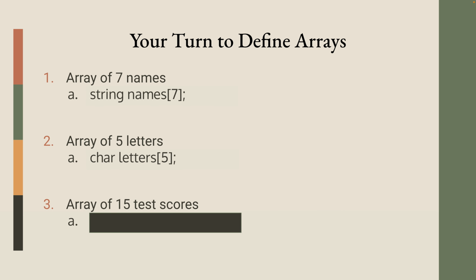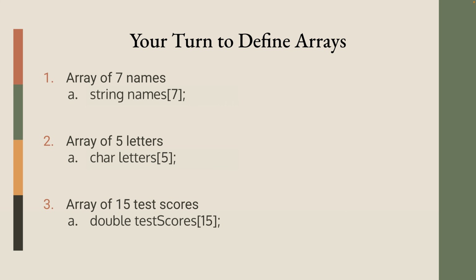And then array of 15 test scores. Double. Yeah. And so note when we name these array variables, they're still lower camel case. So the first word is all lowercase. The second word, we capitalize the S here.